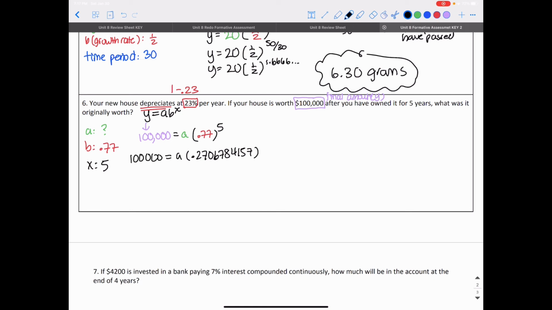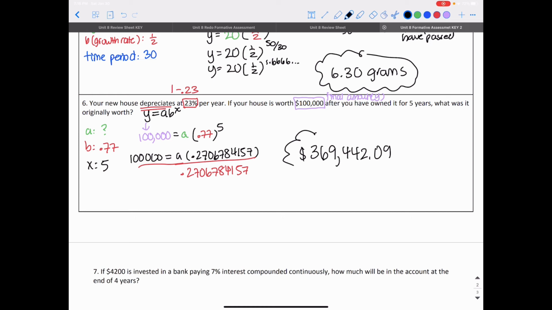I'm going to divide both sides by this number, 0.27067. Hopefully you have a calculator that has a second answer button, so you don't have to write all those decimals out. And then the original amount of the house was $369,442.09. If you round to, actually, I think it's 10 cents. Is it 10 cents? Let me check.